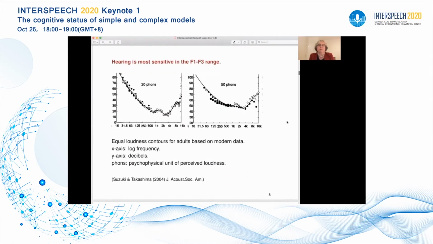And here's why. First of all, hearing is most sensitive in the F1, F3 range. I'm showing equal loudness contours for adults based on modern data. And as you see, the lowest part of both of those graphs is positioned at 250 up to just over 4,000 hertz. And that's exactly where the formants are.